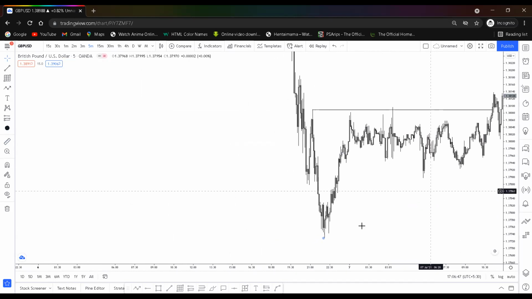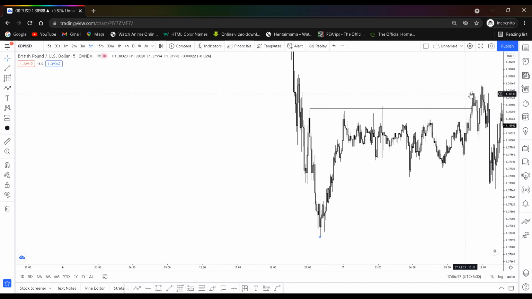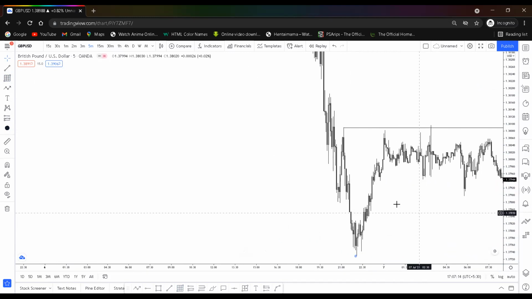Now once a breakout structure happens, what do we expect? A pullback. This is the range, the new range from this low to this high. Price has to come inside of a discount price to go back up. You see how fractal price is now.